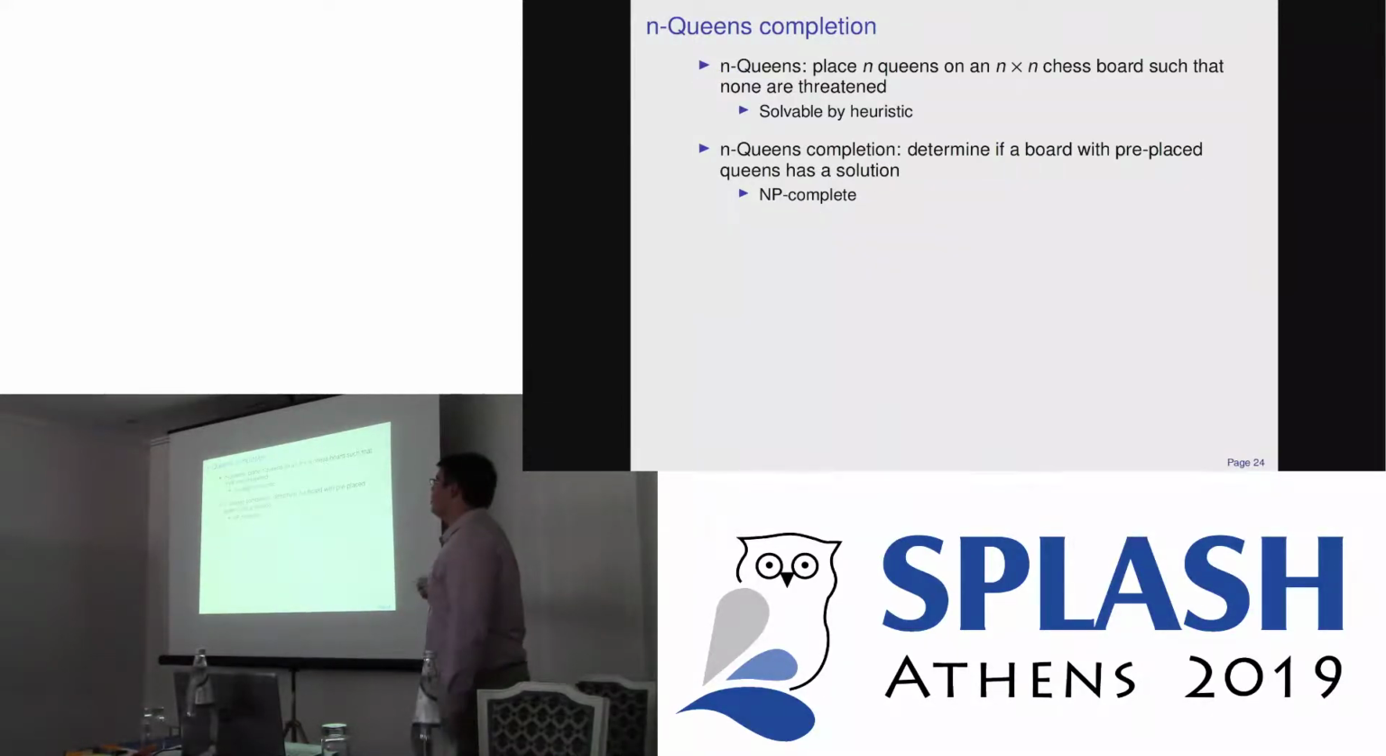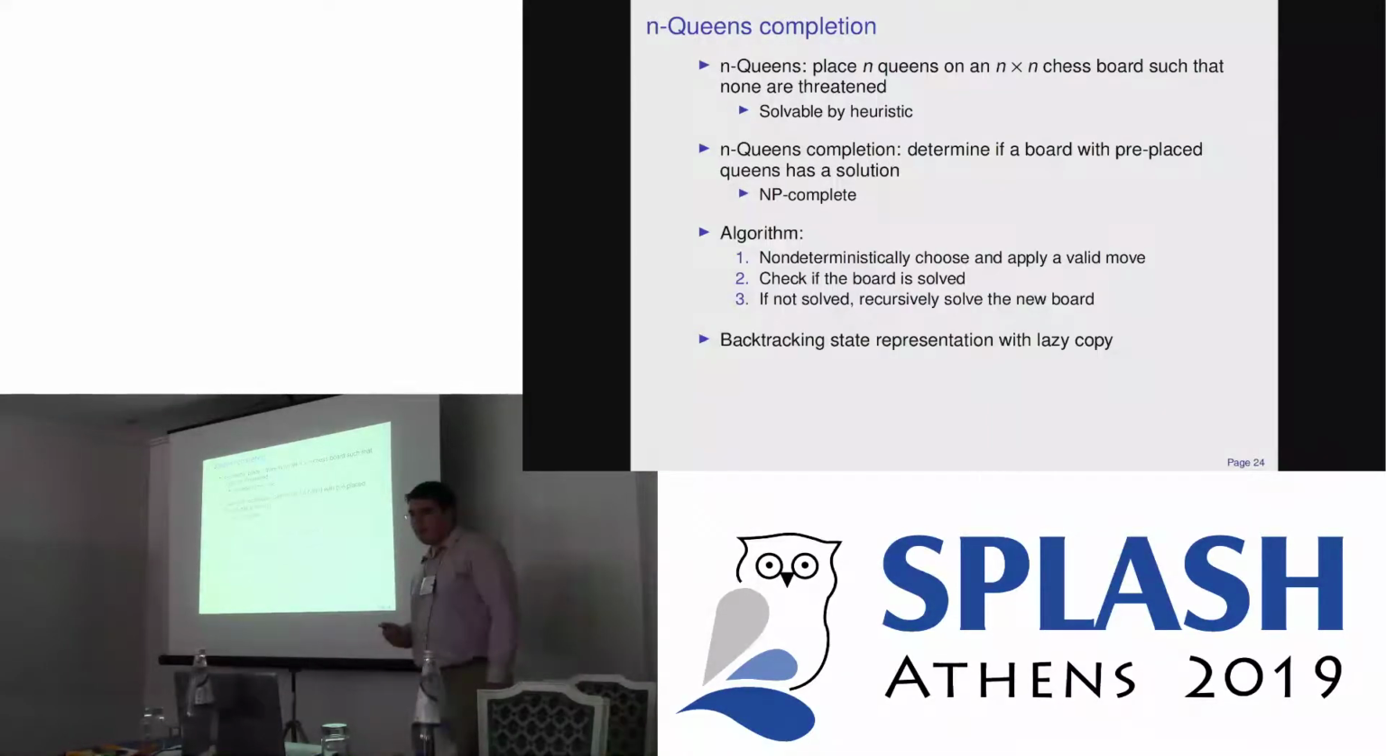One benchmark was n-queens completion, which is basically trying to see, for a partially solved n-queens board, whether it actually has a solution. This works by non-deterministically choosing and applying valid moves to the board, then checking if it's solved, and recursively attempting to solve the new board.